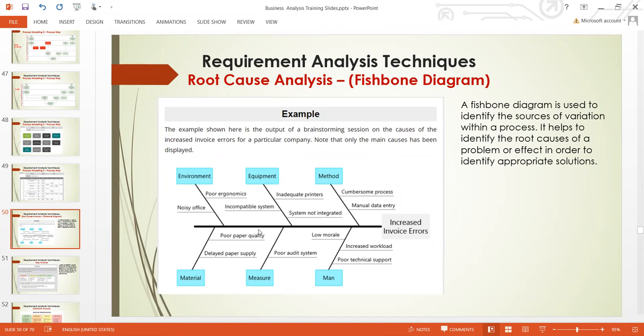These are the problems that are making the company have invoice errors. To fix this, the company needs to sort out all these problems. Once they sort out these problems, they won't record any increase in errors, or it's going to be highly minimized. So this is how we use a fishbone diagram to analyze a problem using root cause analysis.